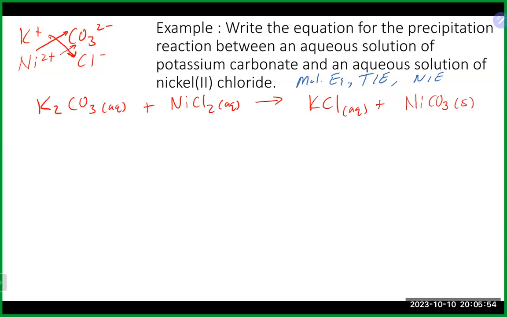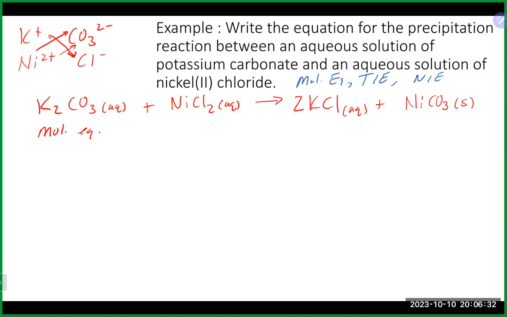Any questions on how I got my product side? As you can see, I did not worry about the balancing aspect until I got down all the correct formulas. Now I should worry about the balancing part of it, and I can fix it by putting a 2 in front of the potassium here. And I think that fixes everything, if I'm not mistaken. I got 2 potassiums, I got 1 carbonate on each side, and I got a couple of Cl's on each side. Any questions on that? So this would represent our molecular equation.